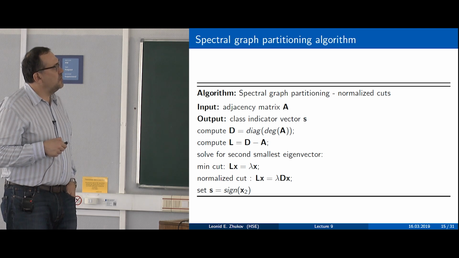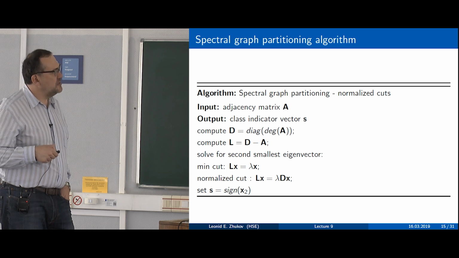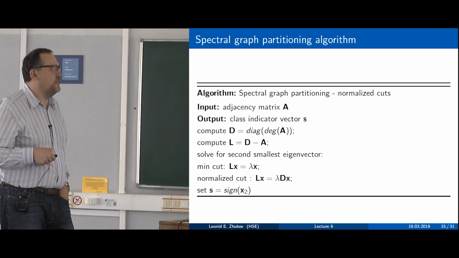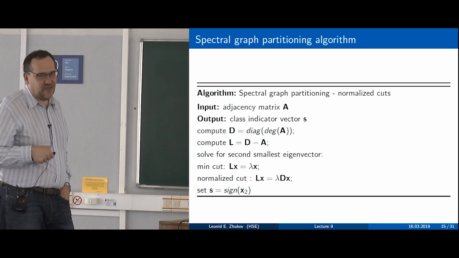So we look at spectral graph partitioning. We look at the adjacency matrix. We think about this indicator vector. We compute our Laplacian matrix. We solve it. And then we just pick the sign of those x values that are elements of the second eigenvector and assign them as the labels of the nodes.